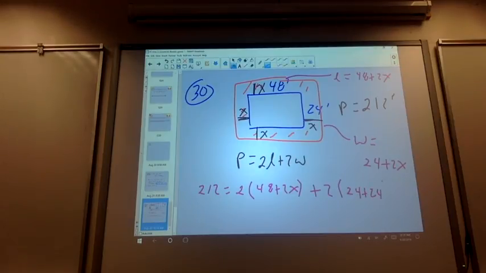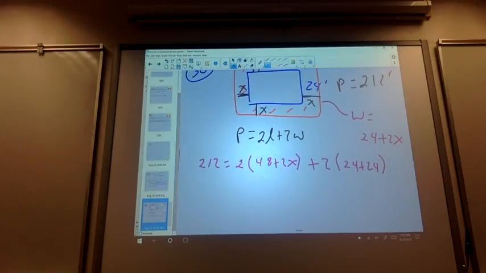Why is it slowing down on me? It's getting all jumpy. All right. I could do this real quick. I could divide everything by 2, so I could make 106 over here. And I could drop the parentheses, or I could have distributed over the parentheses. That should have been an X.